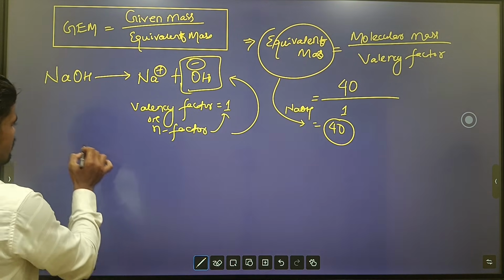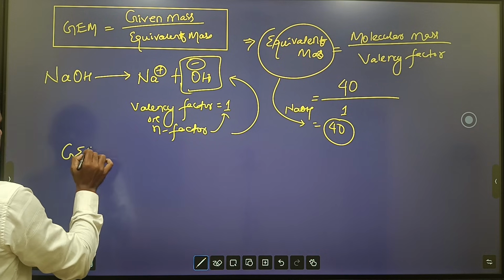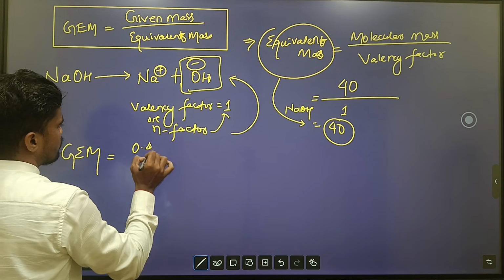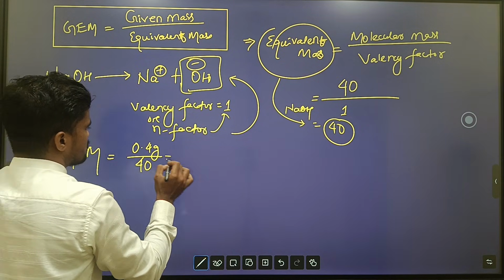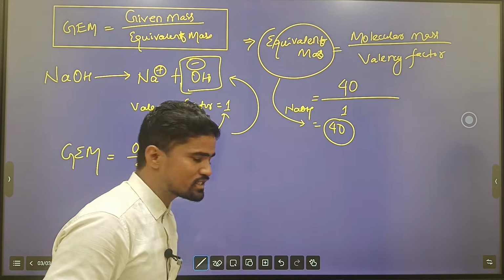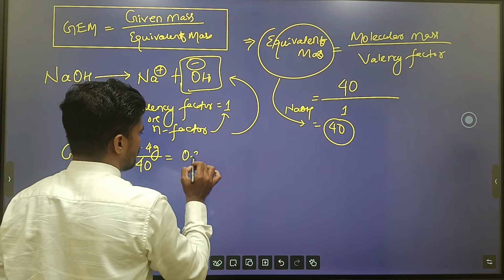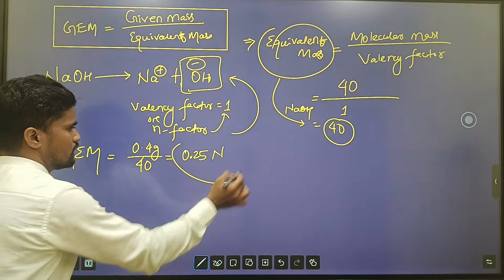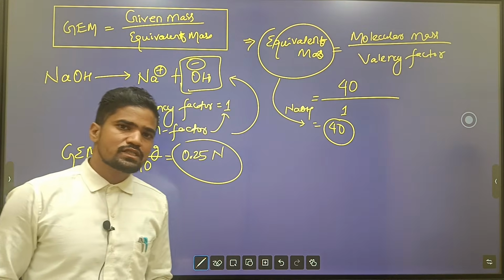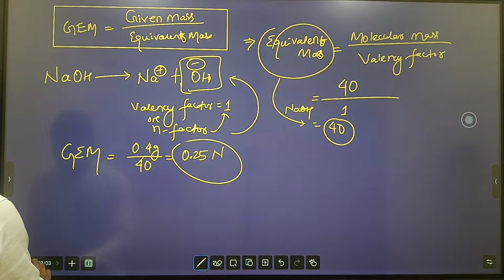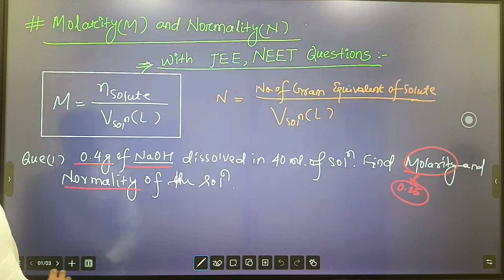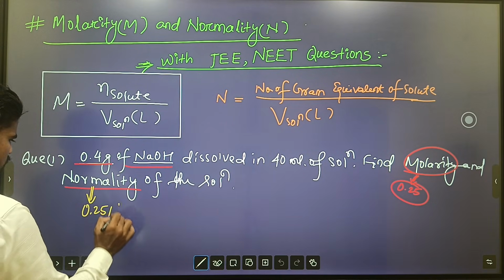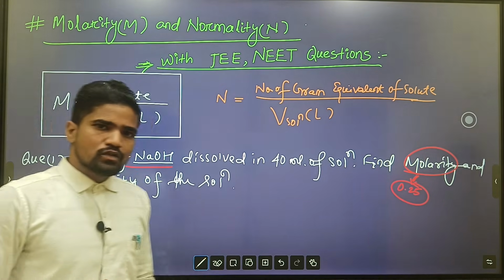Now we have to put it in gram equivalent mass. So the gram equivalent mass is equal to given mass. What is the given mass? 0.4 gram upon 40. So it comes out the same value. So directly we put 0.25. So this is the final answer. Now check, normality also we get 0.25 normal. So hope it is clear.